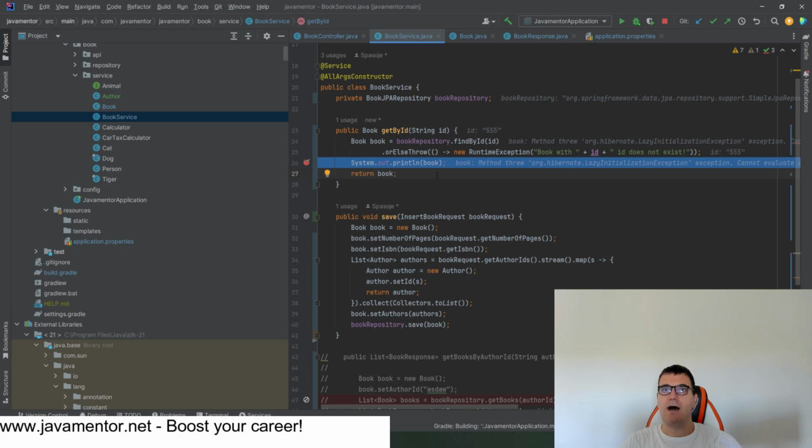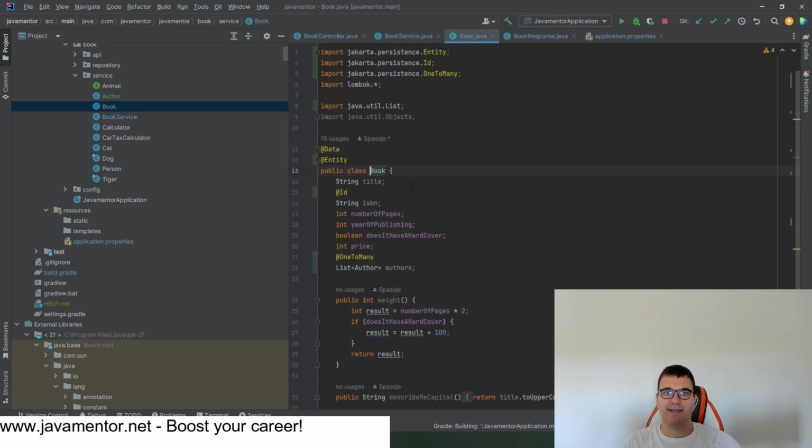And the reason why authors are not fetched is that this list of authors is a one-to-many relation. And every one-to-many relation is by default lazy, which means we will fetch those authors only when we need them. And that means only when we call the getter on that field. So at that specific moment when get authors is invoked, that will be the time when SQL will be fired to the database to fetch those authors.